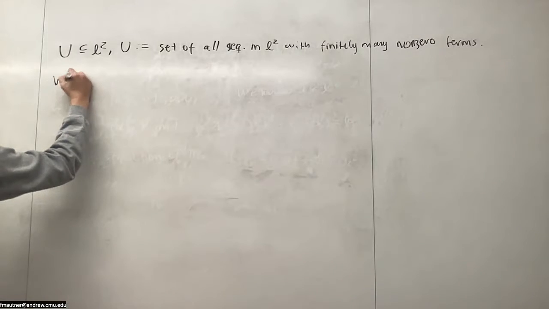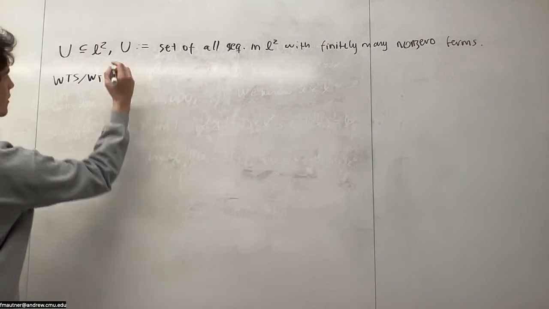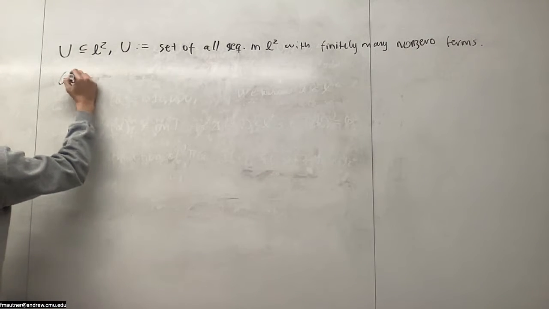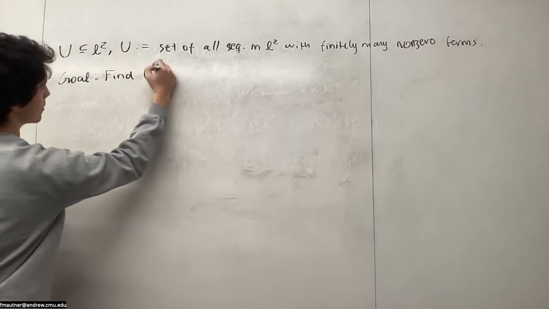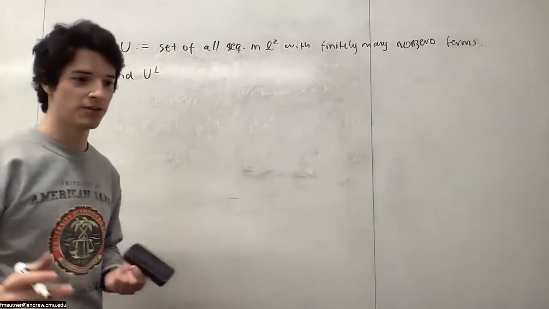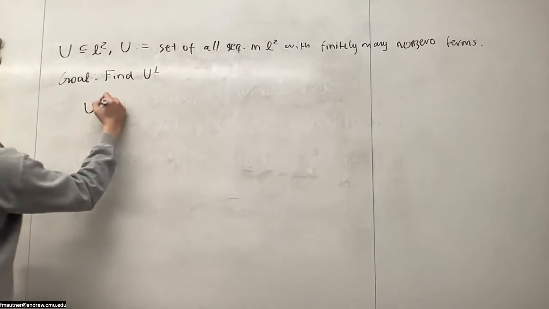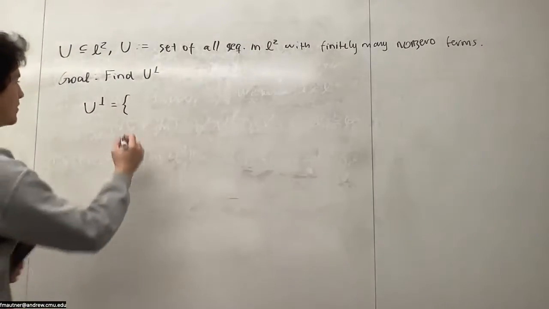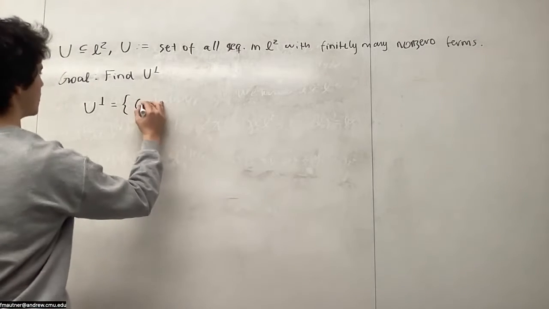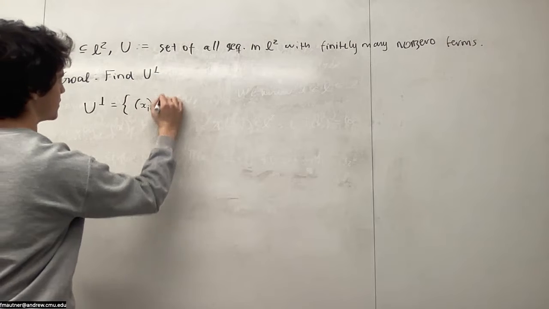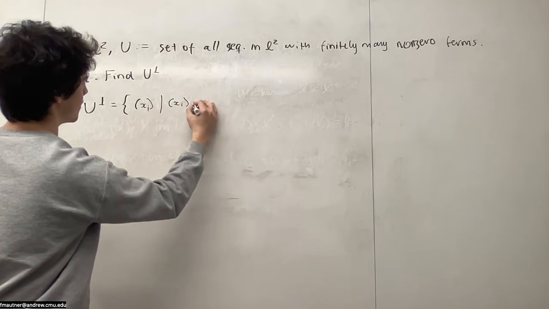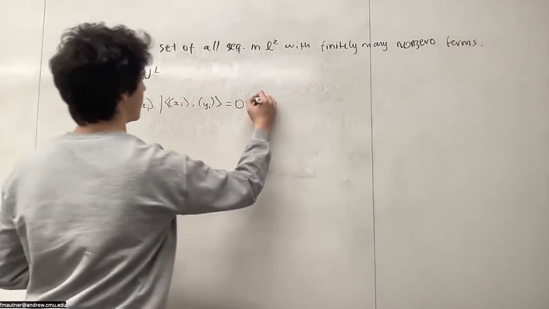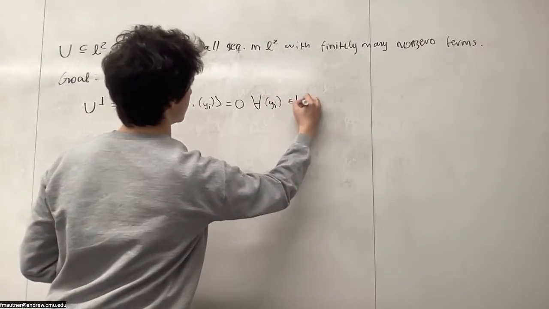So what I want to do is find U perp. That's our goal. We can go straight from definitions here. We know that the orthogonal complement of U is the set of all vectors in L2 that are orthogonal to every single vector in U. Let's write that in more formal notation. It's just the set of sequences xi such that the inner product of xi and yi is equal to 0, which just means it's orthogonal, for all yi in U.